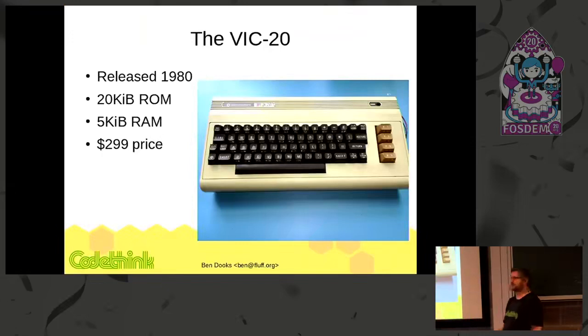So the first thing, a little bit of history. Now, I don't know if anybody else knows about the VIC-20. It's a lesser-known brother of the Commodore 64. I think it was released around the 1980s, so even I was young at that point. It had 20 kilobytes of ROM, 5.5 kilobytes of RAM, and that was about $299 when it was released. I think that's about 700 or 800 euros nowadays. So it wasn't exactly cheap.